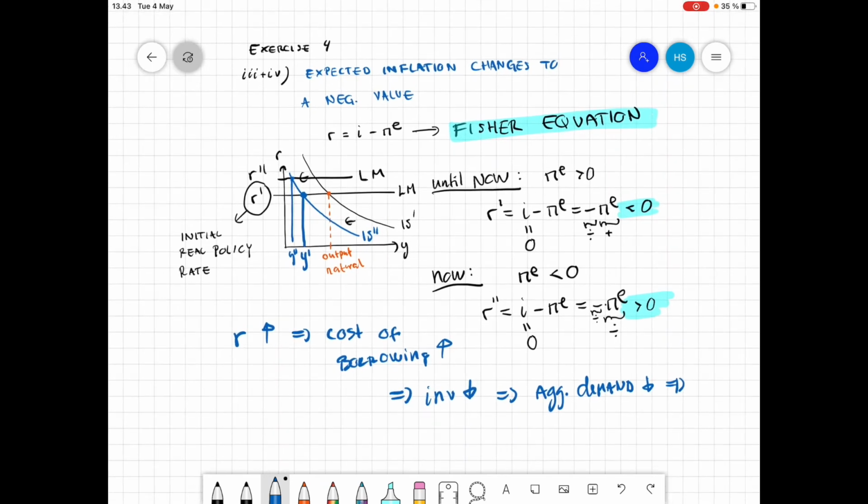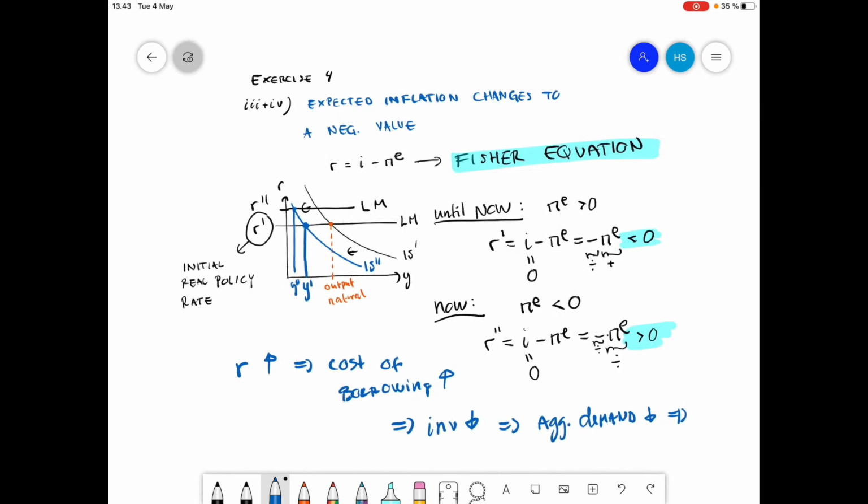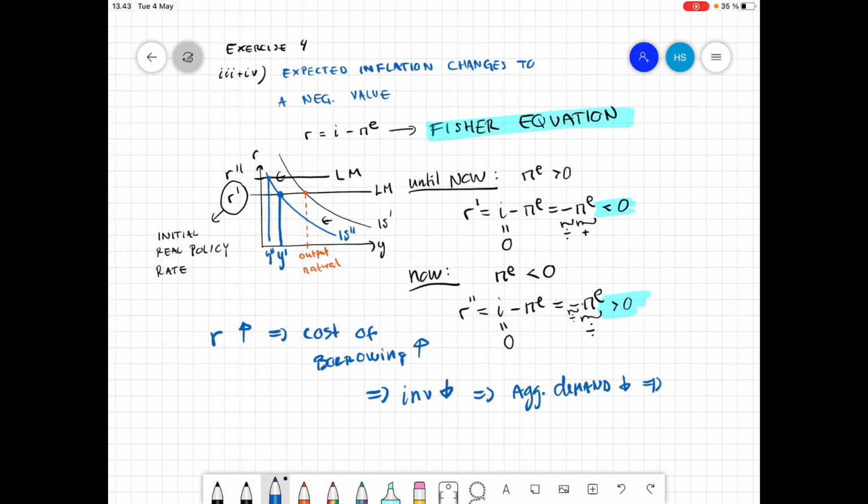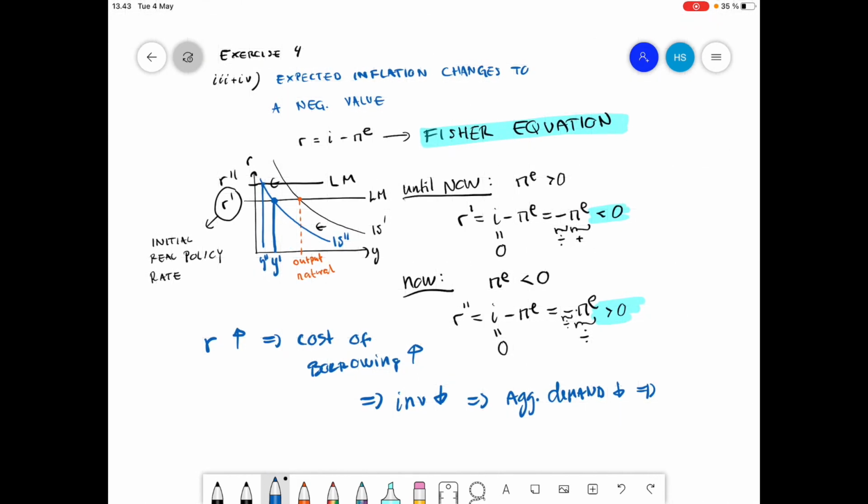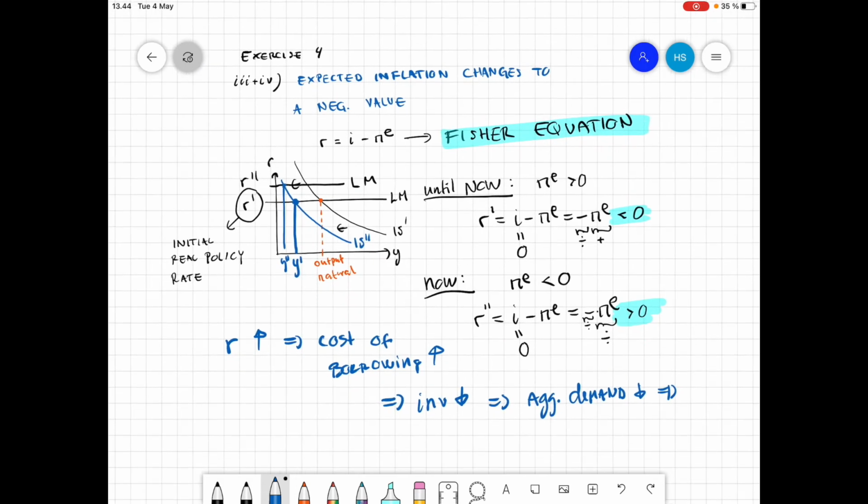So whenever the real policy rate increases, we know that the cost of borrowing increases. This discourages investments because the cost of borrowing is now much, much higher. So what is going on is that the output is affected negatively. So the next question now is how does the zero lower bound on the nominal interest rate make a fiscal consolidation more difficult?